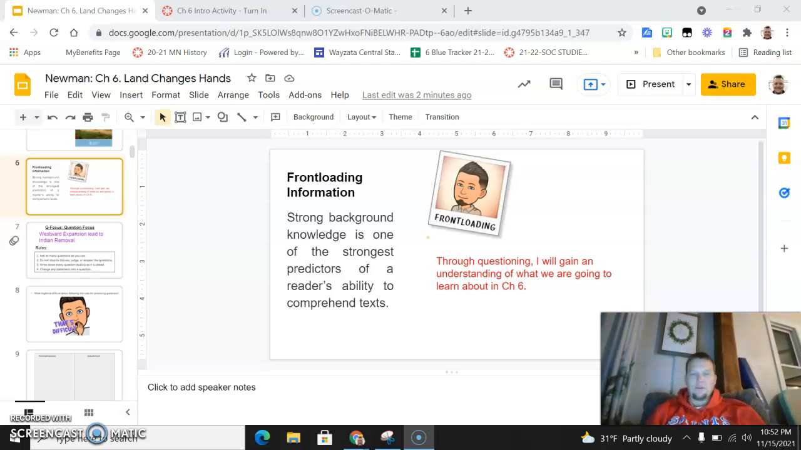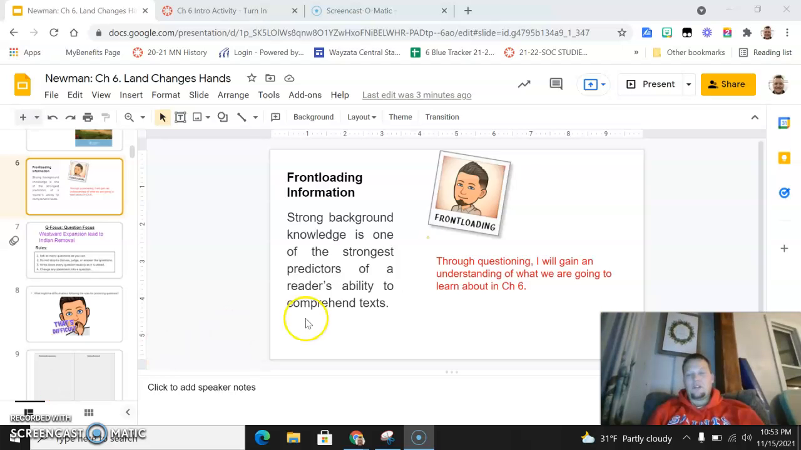So today what we're going to do is some front loading of information, and what that is, is building strong background knowledge, and this is one of the best predictors of being able to comprehend text. So let's get started here.